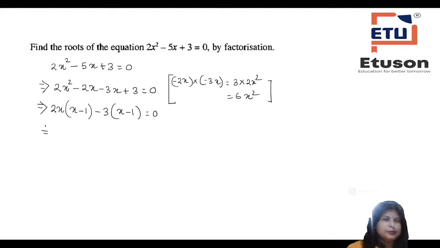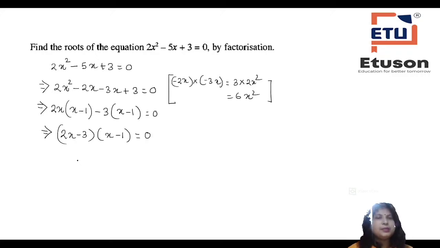It implies 2x minus 3 into x minus 1 is equal to 0. So if you express 2x square minus 5x plus 3 as 2x minus 3 into x minus 1 equal to 0, that means each factor has to be equated to 0, so that you can find out the roots of the equation.